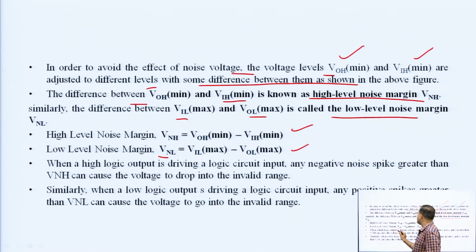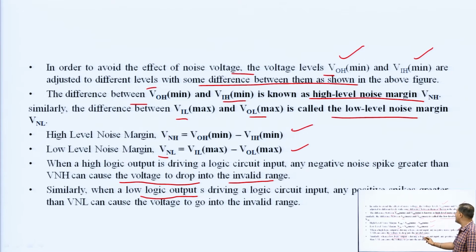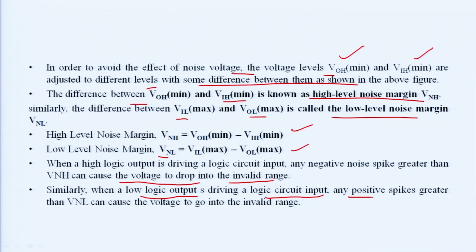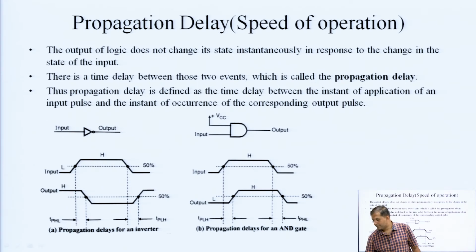When a high logic output is driving a logic circuit input, any negative noise spike greater than VNH can cause the voltage to drop into the invalid range. Okay. And similarly, when a low logic output is driving a logic circuit input, any positive spike greater than VNL can cause the voltage to go into the invalid range. Okay. So, I think it is clear.